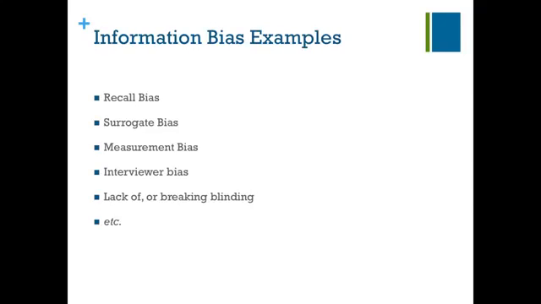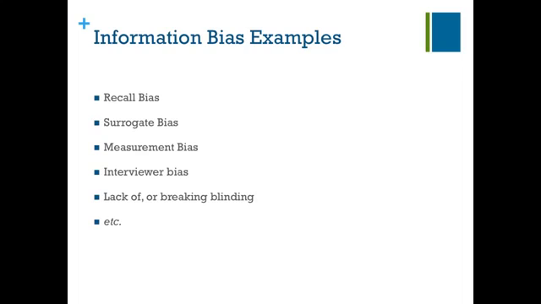Recall bias is when knowing the outcome affects what the participant tells you about their exposure status. Surrogate bias is when the family of a deceased patient downplays the bad and exaggerates the good characteristics of their loved one. Measurement bias is another whole category of bias that deals with how precisely and accurately variables can be measured. Interviewer bias is when the way the interview is conducted changes the information given by the participant.